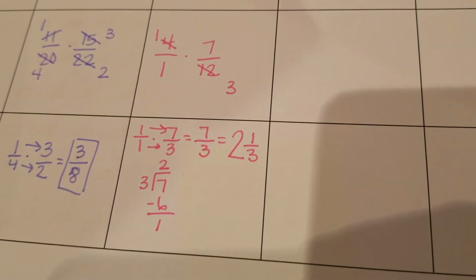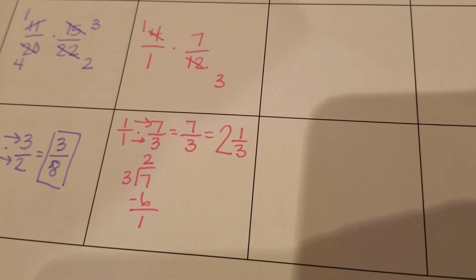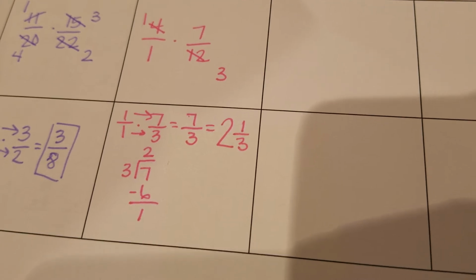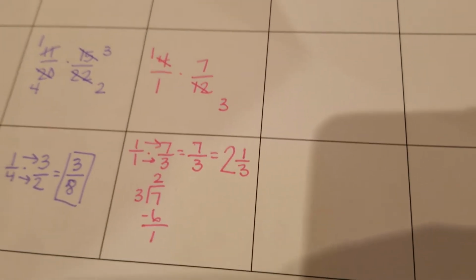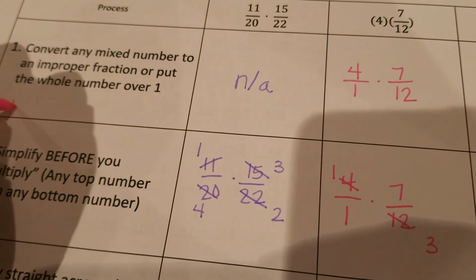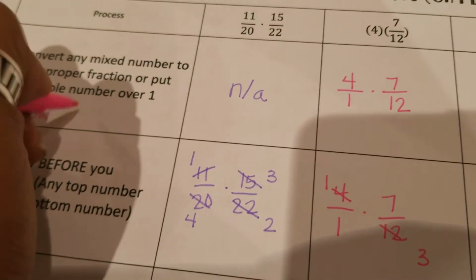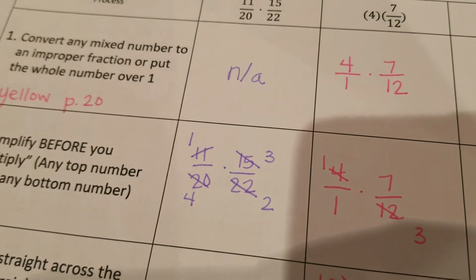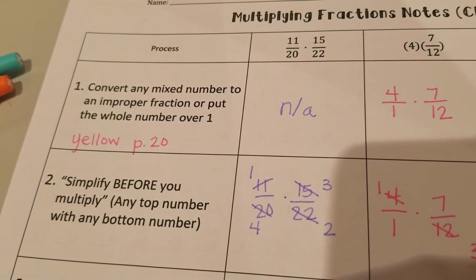If you want to review this concept of changing an improper fraction to a mixed number or a mixed number to an improper fraction, this is also on the yellow paper on page 20 in your notebook. Okay. So our final answer for question 2 is 2 and 1/3.